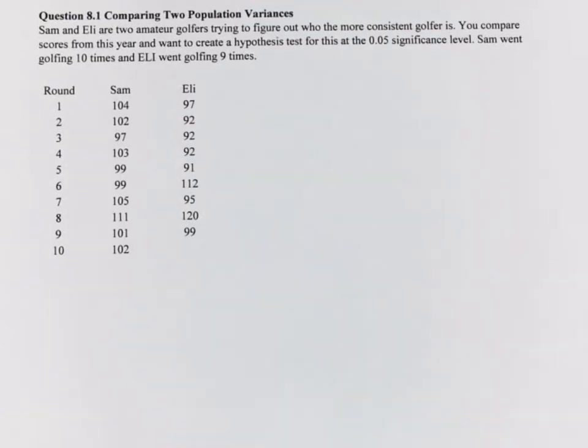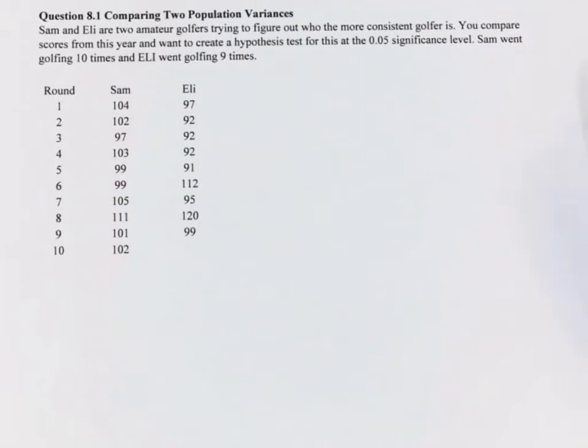Let's review analyzing variances. We're now going to compare two population variances. Sam and Eli are two amateur golfers trying to figure out who the more consistent golfer is. You compare scores from this year and you want to create a hypothesis test for this at a 0.5 significance level. Sam went golfing 10 times and Eli went golfing 9 times. So we have their data here.